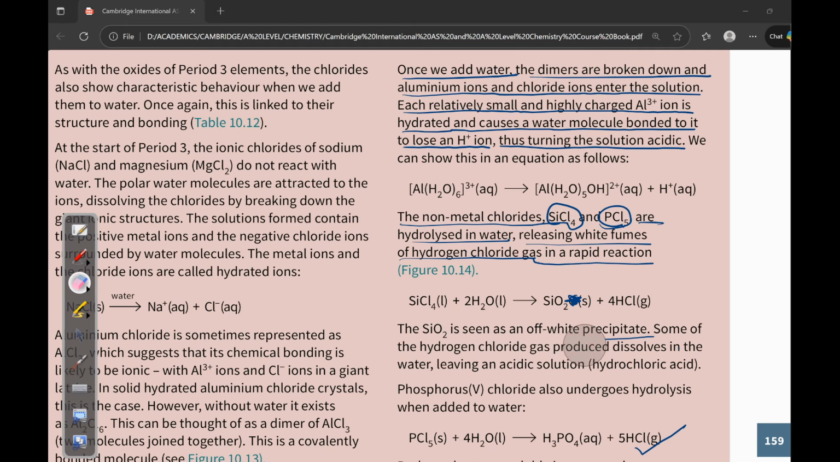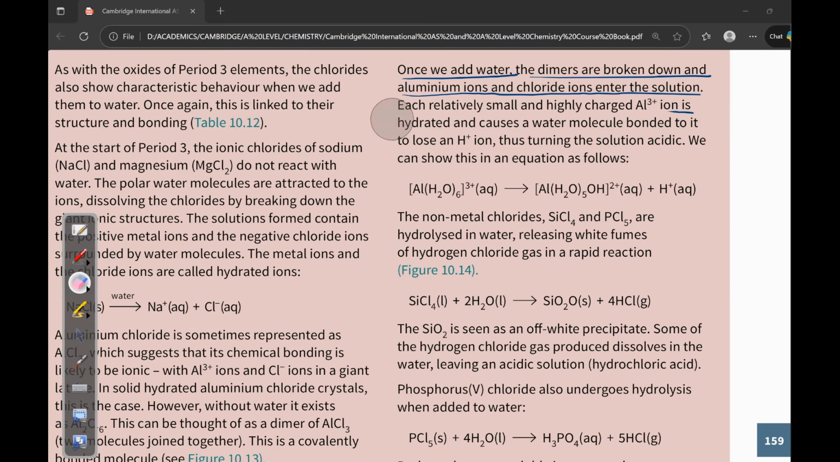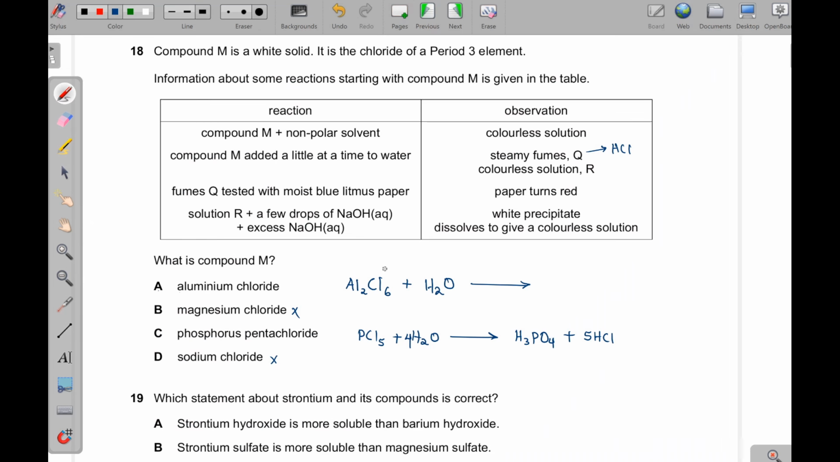Now, the white fumes which would have been produced with aluminium chloride actually dissolve in water to give you a more acidic what? Solution. So here we are getting those white fumes, but then they dissolve to give you the acidic solution.